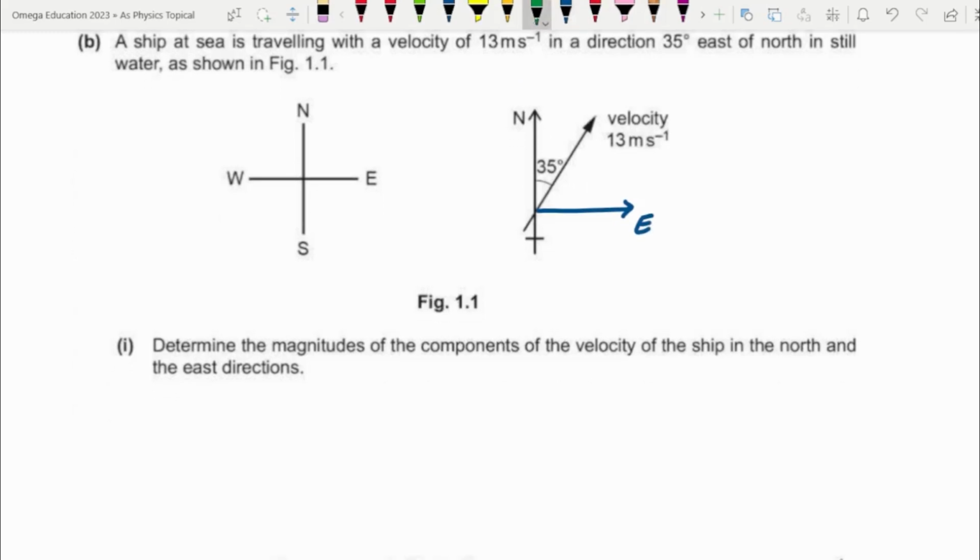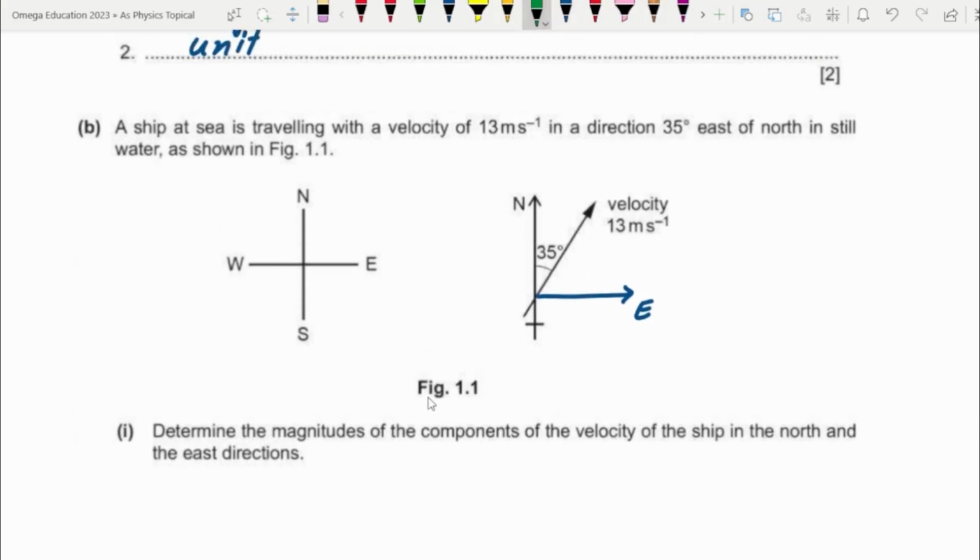So the one that is along the direction north is touching the angle directly, the angle 35 with the vector of velocity. So it would be 13 times cos 35, and the other one would be 13 times sine 35, because the component of the vector in the direction east is not touching the angle directly. Then we can hit it on the calculator.